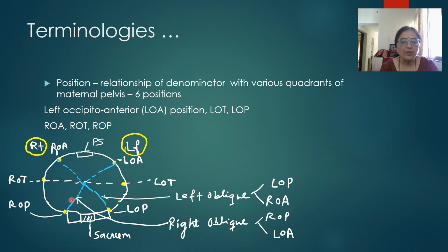Similarly, if the sagittal suture is in right oblique, from right sacroiliac to opposite sided iliopubic eminence is right oblique. So you are doing PV examination and you find that the sagittal suture is in right oblique, then there is a possibility either fetal head is in ROP, right occipito-posterior position, or it is in left occipito-anterior position.